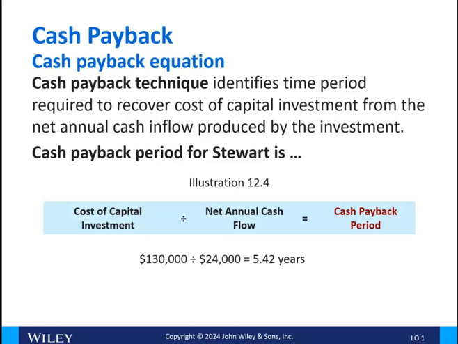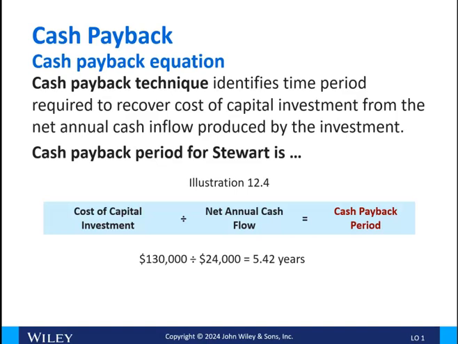Okay, so in the Stewart example, we'll start with the formula. The cost of capital investment divided by the net annual cash flow gives you the cash payback period. So in the case of Stewart, it's $130,000 initial investment. We get $24,000 net cash inflow. So 5.42 years before we recoup that $130,000.